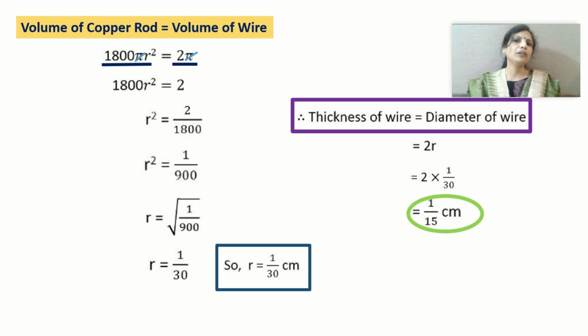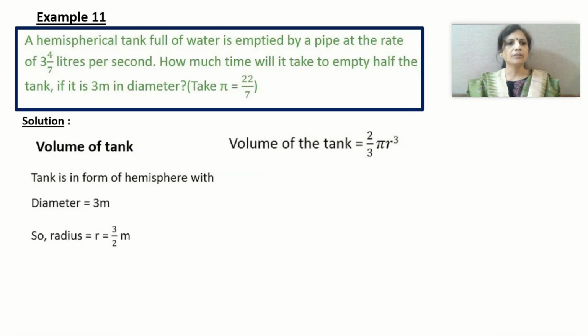This is example number 11. Look at the sum. A hemispherical tank which is full of water is emptied by a pipe at the rate of 3 and 4/7 liters per second. How much time will it take to empty half the tank if it is 3 meter in diameter? We have been instructed to take value of pi as 22/7.